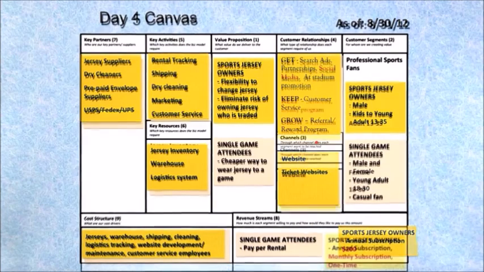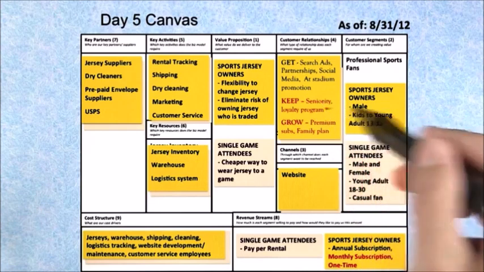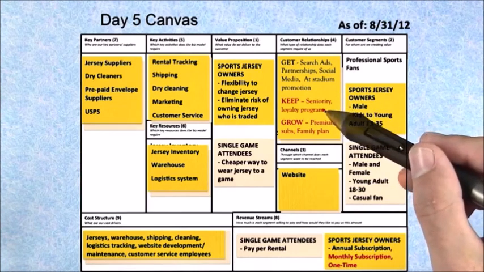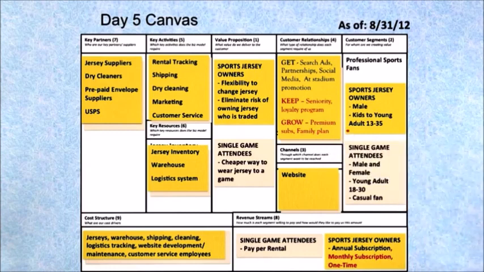The next day, they learned some more. They actually learned that another alternative for sports jersey owners would be a monthly subscription and also a one-time rental. And they started thinking about how would you keep those customers? That is, how would you eliminate churn and increase loyalty? And they started to think about seniority loyalty programs and how they would grow those customers by cross-selling and upselling them with premium subscriptions and family plans.